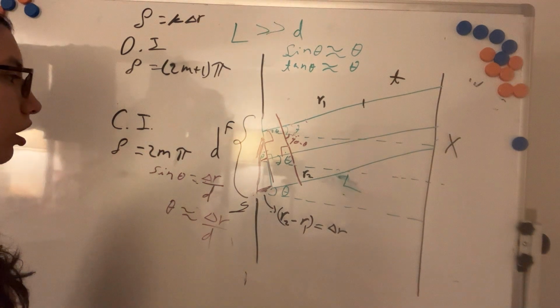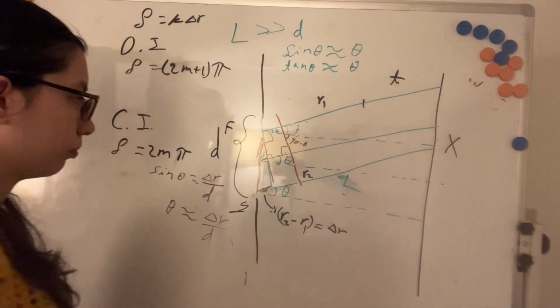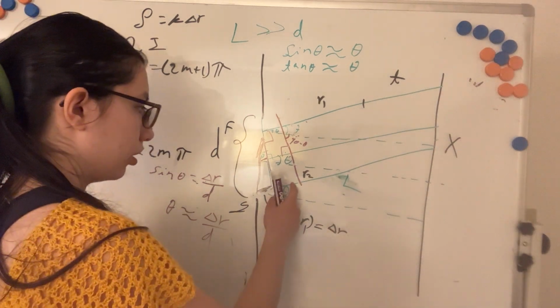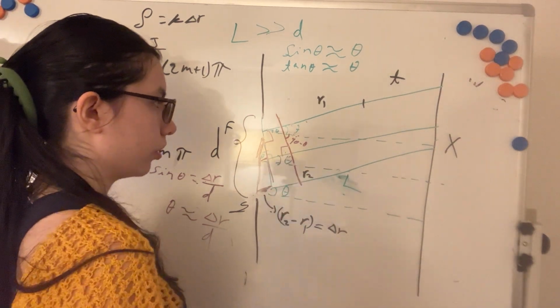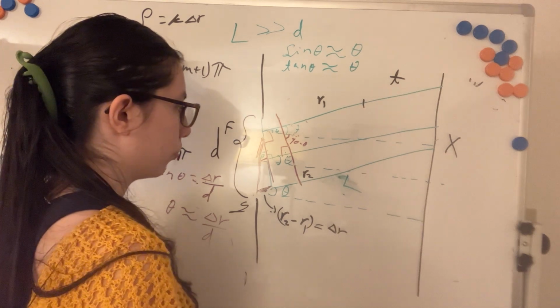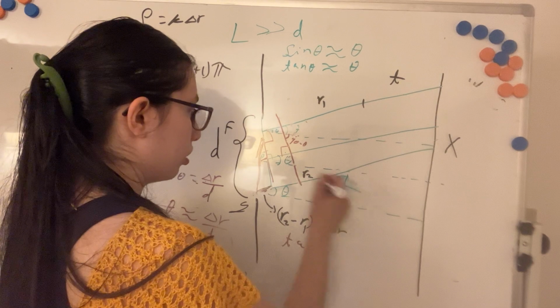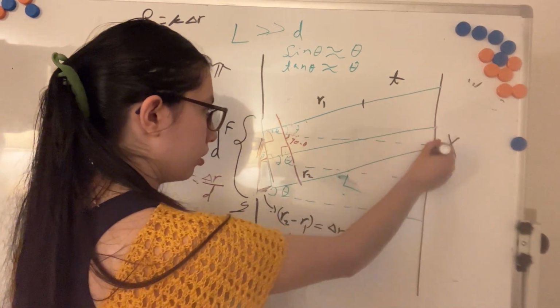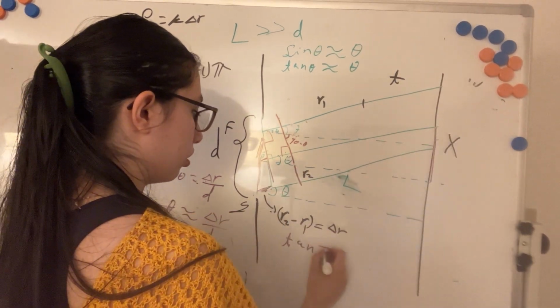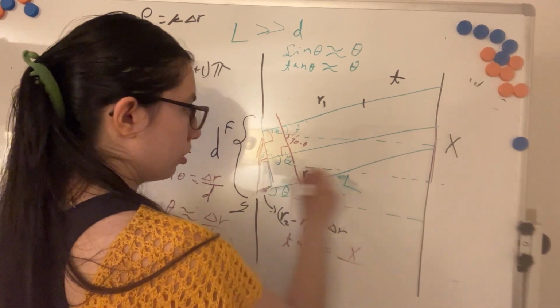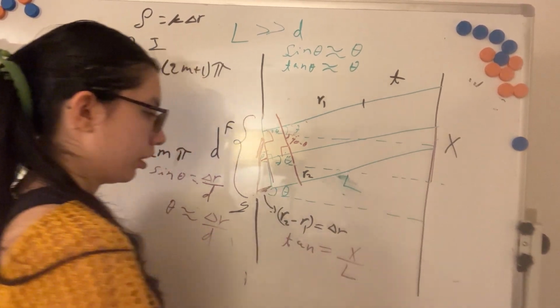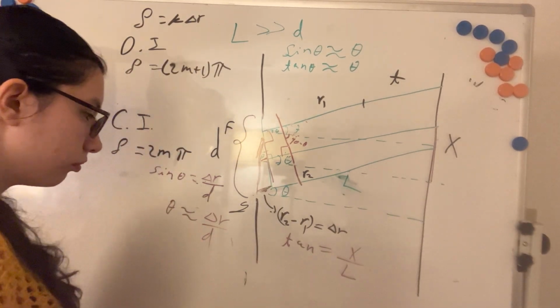Alright. And what is the tangent of theta? Tangent of theta would be x over L. Alright.